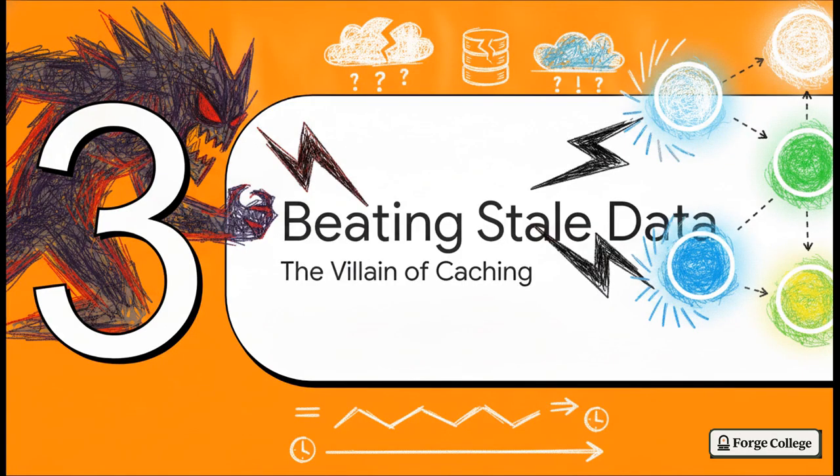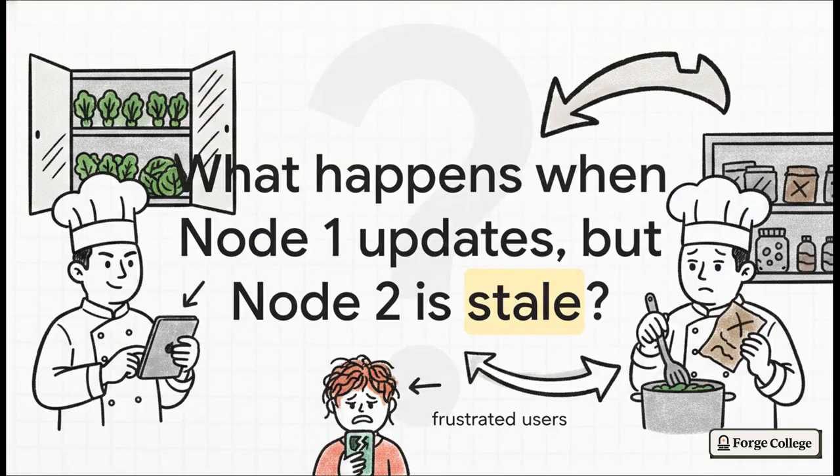All right, section 3, beating stale data, the absolute villain of caching. Because here is the million-dollar problem we have to solve. What happens when Node 1 updates a piece of data, but Node 2 is still happily sitting there holding onto the old version in its cache?